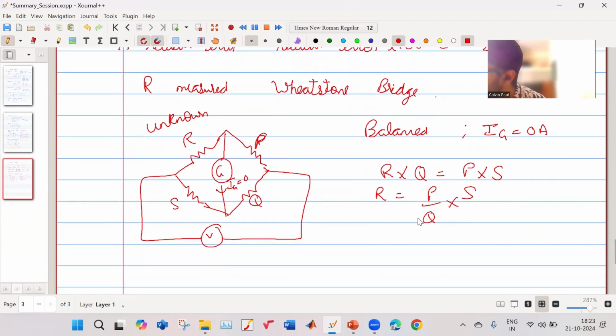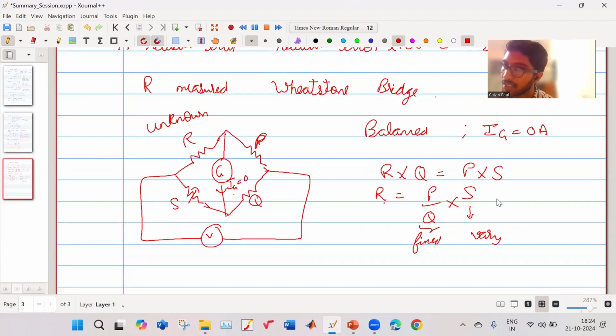Usually they keep P and Q fixed, and you vary S slightly here and there. You keep on varying it until there comes a condition where the current IG is 0, and then you calculate the value of R using this formula. Now, theoretically, I found out what should be the value of R.